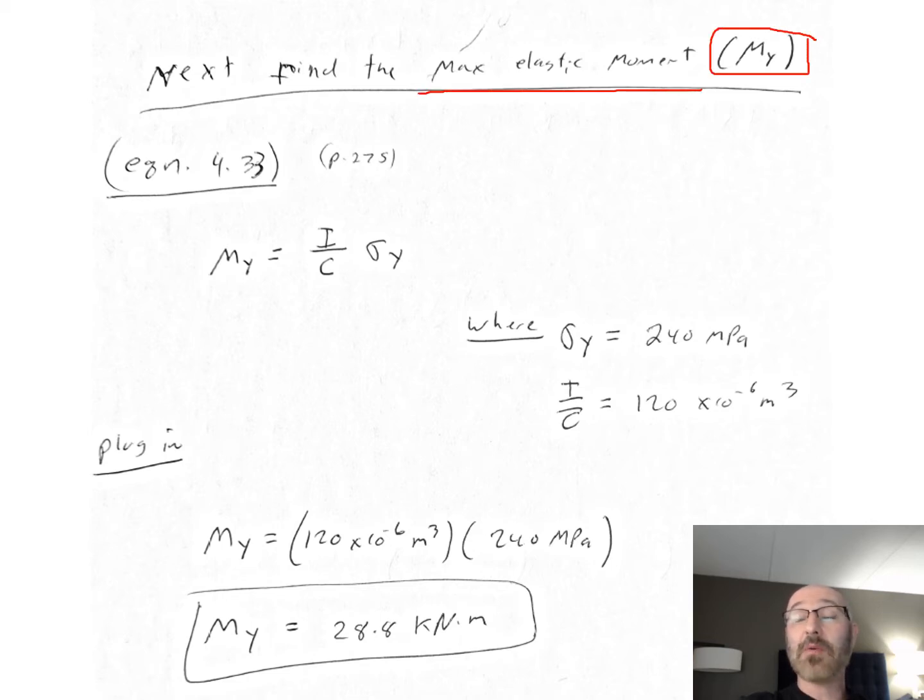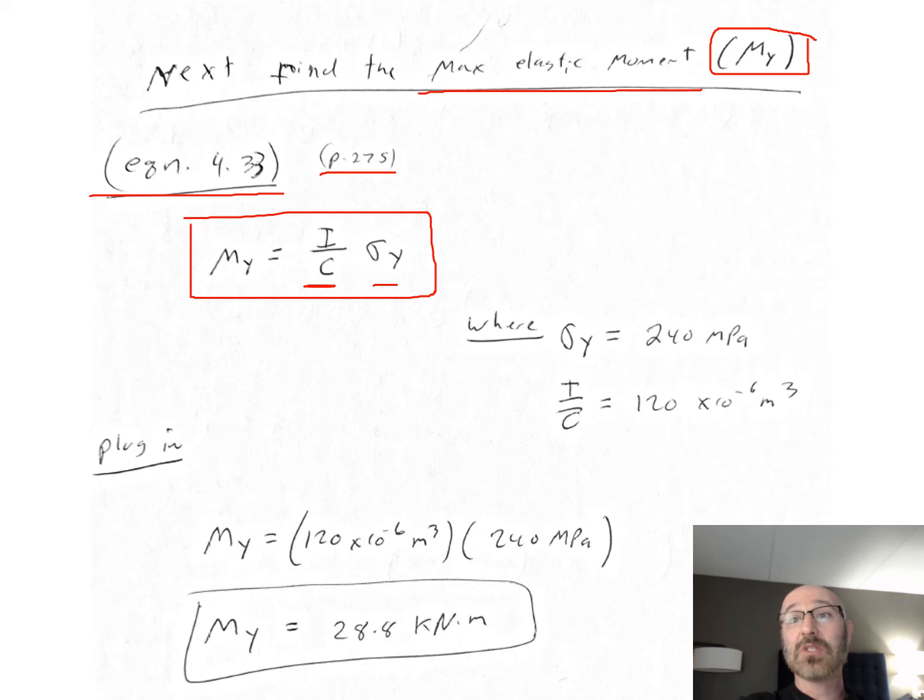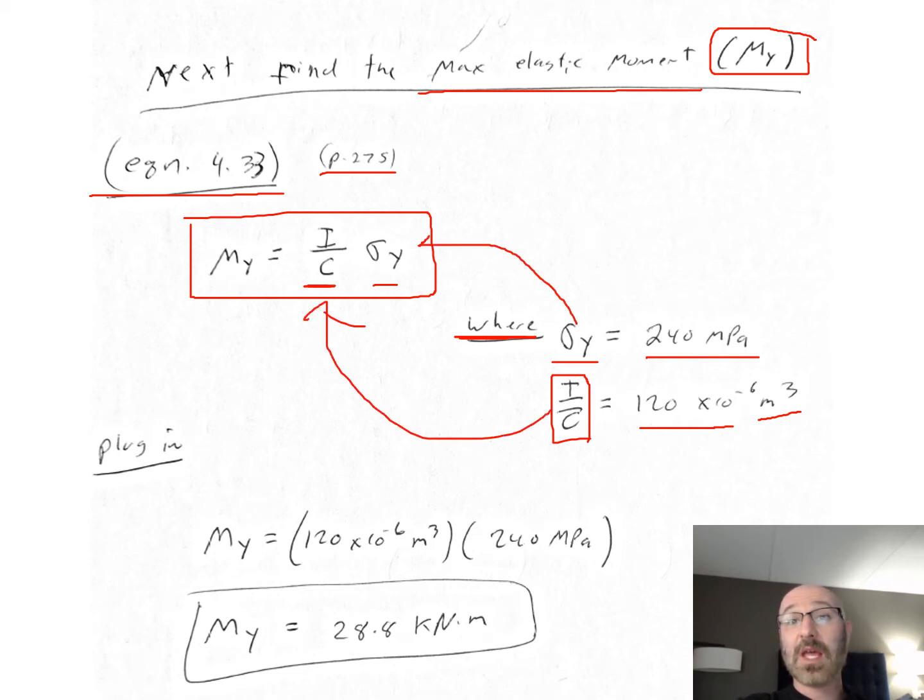So for our M sub y, we go back to our textbook again, and we see on page 275, we have equation 4.33, which gives us a relationship between M sub y, that ratio of I over C, and our sigma y, which is given. So we can now do a plug and chug by writing out everything I know over here. Our sigma sub y, given to us in the problem statement, is 240 megapascals, and our I over C that we've just solved for in the first part of this problem is 120 times 10 to the negative 6. Units here are meters cubed. So I can plug this value for I over C in there, and I can plug my value for sigma y in there.